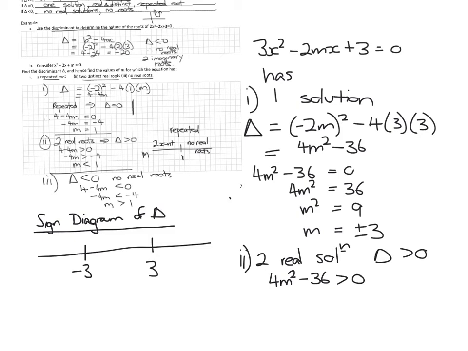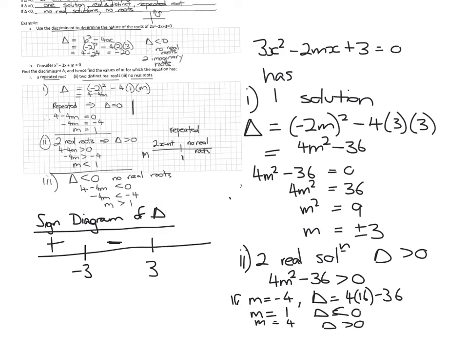So say if m equals negative 4, then our discriminant would equal, and you can work this out, 4 times 16 take 36, which is a positive value. So that would be positive over there. Now, if it's between negative 3 and 3, so say if m is 1, your discriminant would equal 4 take 36. It would be less than 0. So that means it's negative in there. And if m is equal to 4, say, then similarly the discriminant would be greater than 0. So it's positive over there. So just by doing that, we now know the sign of our discriminant.